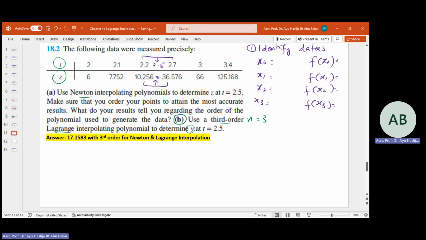Okay, so x0, which one should be your x0? 2.1. Okay, let's say you choose 2.1 to be your x0. You can also choose 2.2 to be your x0. Okay, so let's say 2.1 is your x0. So x1, 2.2, x2, 2.7, x3 is 3. So copy back the fx for the related x's.